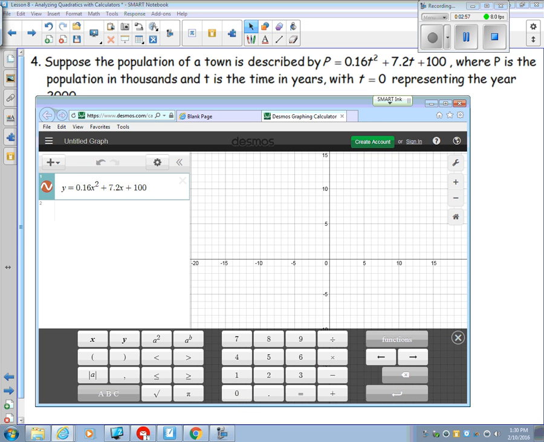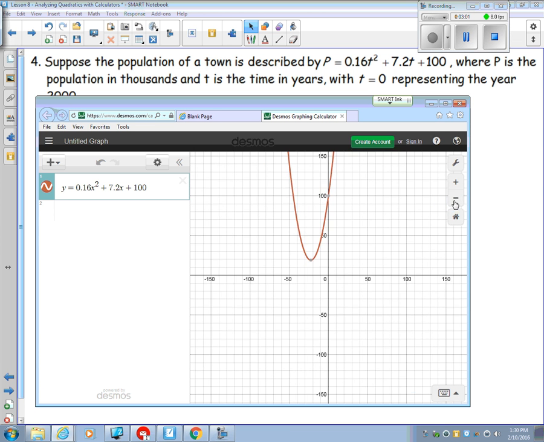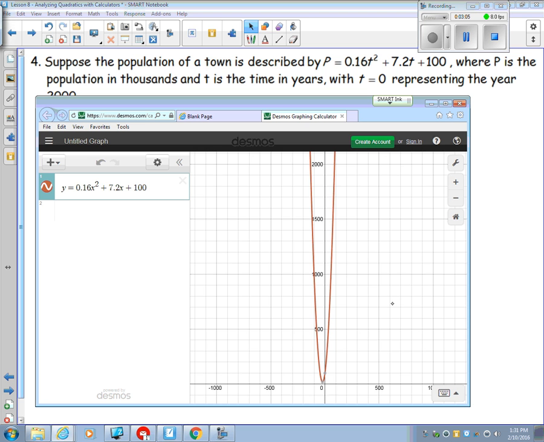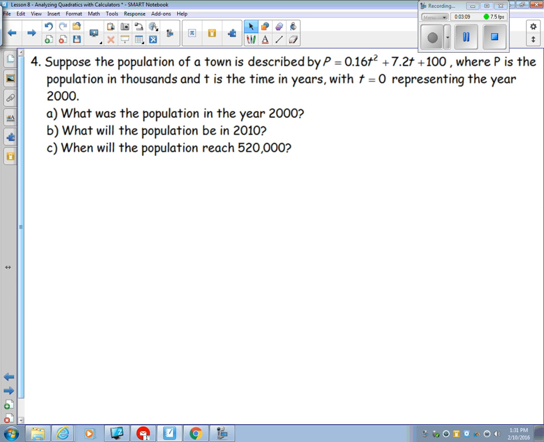Oh, and my picture doesn't even show up. So what do I have to do? I need to zoom out. Let's get this thing going here. Oh, there's my picture. Okay, I got myself a nice, lovely picture. I can see some stuff. What do they want me to do? Let's read this. The population of a town is described by that equation. P is the population in thousands, and T is the time in years since 2000, where T equals 0 is 2000.